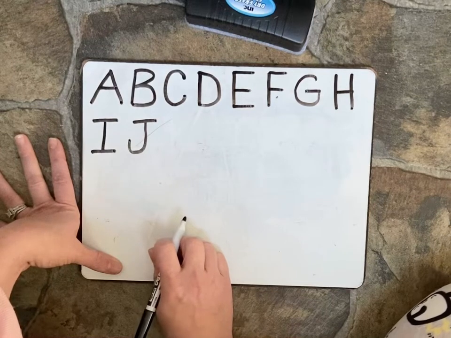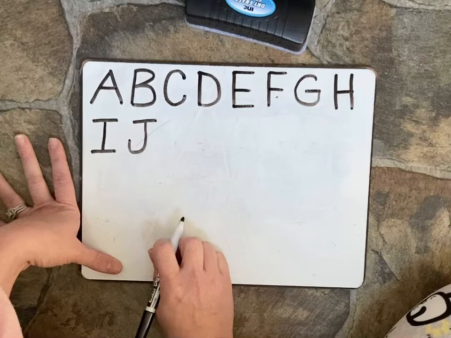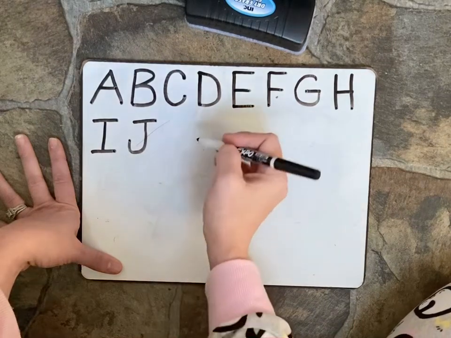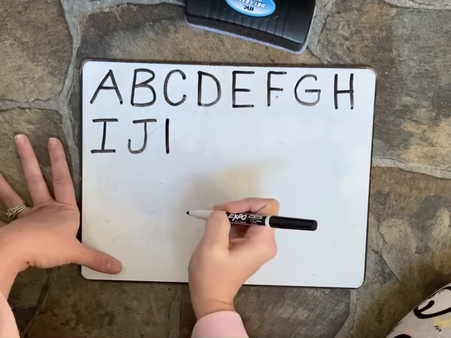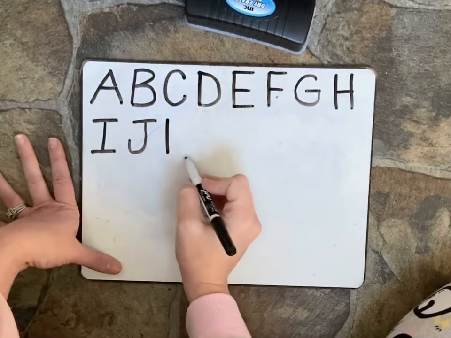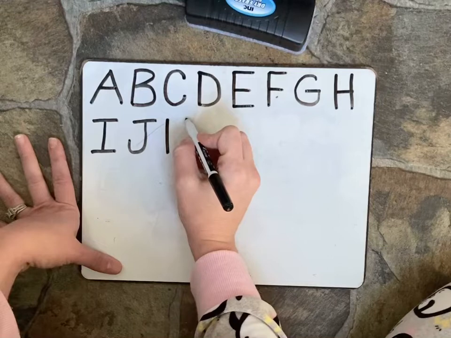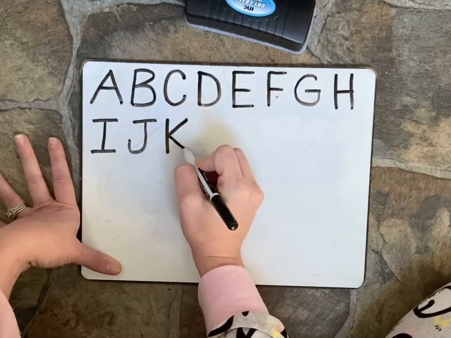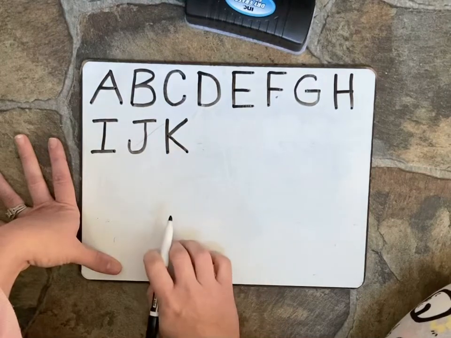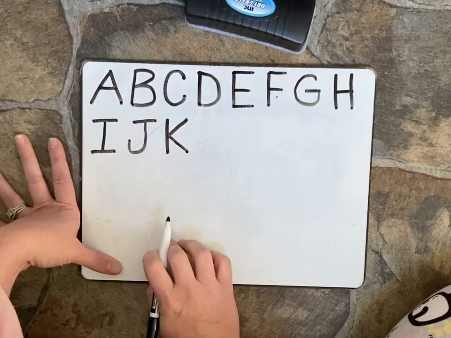What letter comes after J? The letter K. Now, some people feel like K is tricky, but let me show you, it's not very hard. You start with a straight line down, okay? And then you just make two slant lines. So I'm going to come out here and I'm going to slant and slant out. And there is your uppercase K.